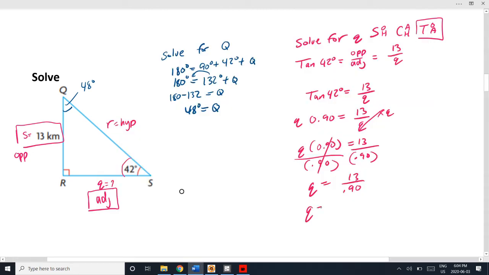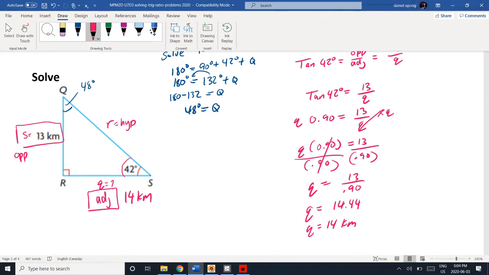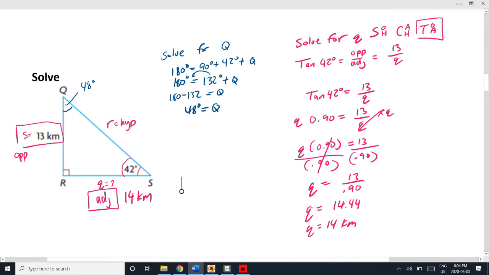So our Q here is equal to 14.44, and we'll just round that to 14, and that's kilometers. So we know Q here is equal to 14 kilometers. Okay, so the last thing that we need to do is solve for r, and then we could use Pythagorean to do that. So let's go ahead and do that.